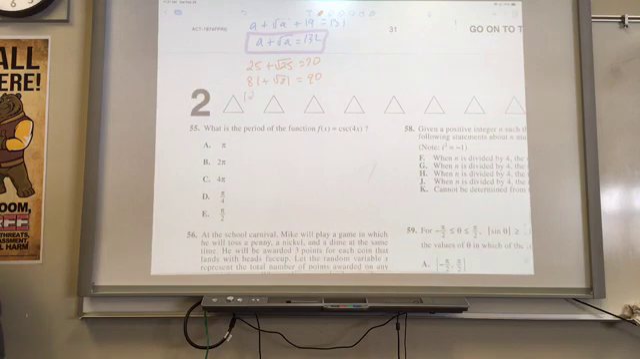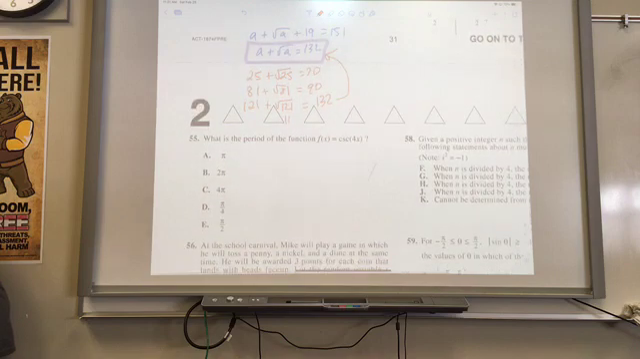121. 121 is a perfect square. What's the square root of 121? 11. And what's 121 plus 11? Whoa! So guys, what did I just solve for?